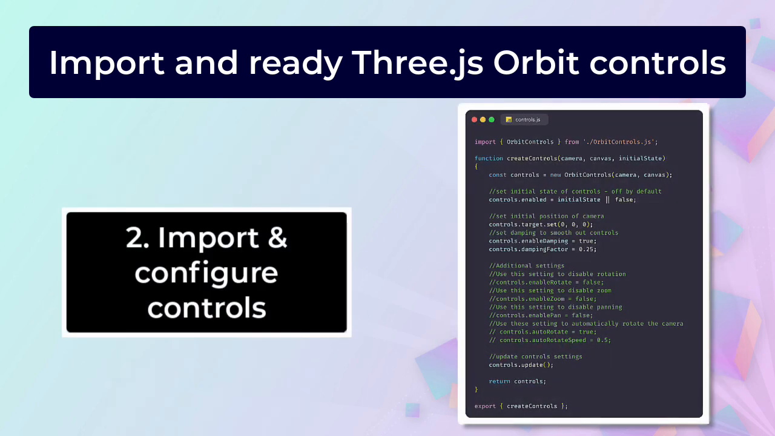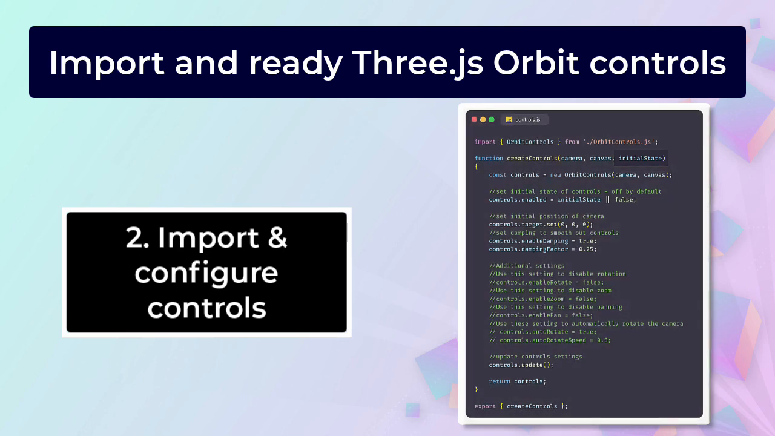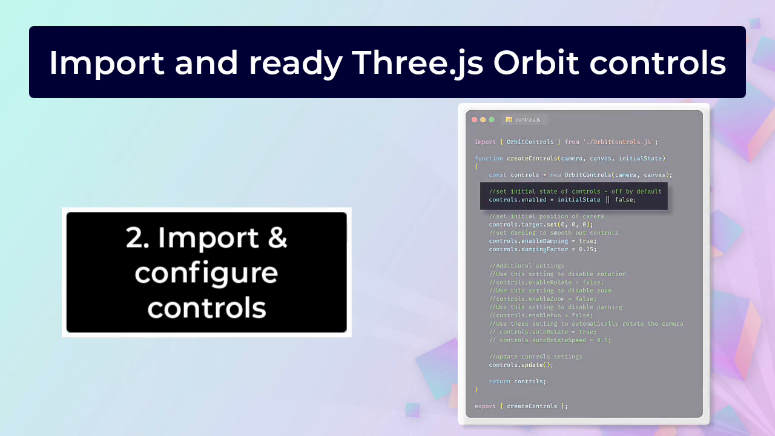These orbit controls come with many settings, some of which I've included here as comments for your reference, even though they aren't necessary for our demo project. In fact, we're only interested in one setting here, which is the enabled property. We want to be able to set a starting value for this property and then enable or disable it from within Hype. Initially, we do that by creating an initial state parameter in our createControls function. Later in the function, we use this parameter to set the controls.enabled property of our controls object. By default, this property is set to false and must be explicitly turned on for the controls to be activated.